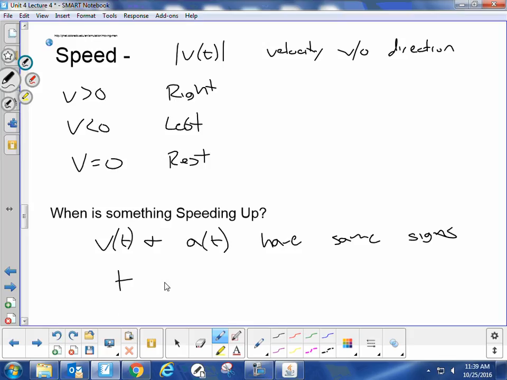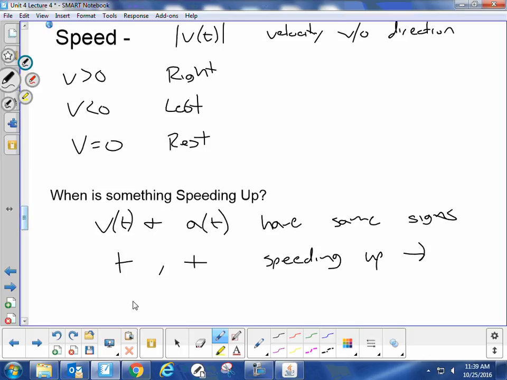So if velocity is positive and acceleration is positive, we're speeding up to the right. If velocity is negative and acceleration is negative, we are speeding up to the left.